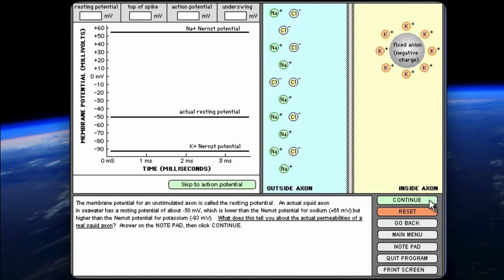The membrane potential for an unstimulated axon is called the resting potential. An actual squid axon in seawater has a resting potential of about negative 50 millivolts, which is lower than the Nernst potential for sodium, positive 55 millivolts, but higher than the Nernst potential for potassium, negative 93 millivolts. What does this tell you about the actual permeabilities of a real squid axon? Pause the video and record your answer before continuing.